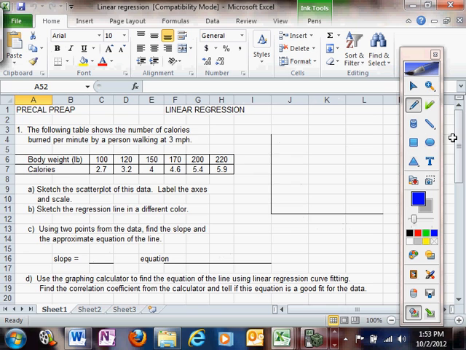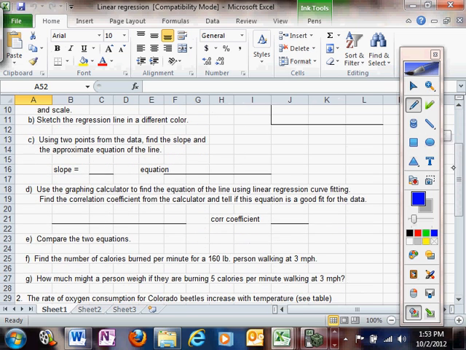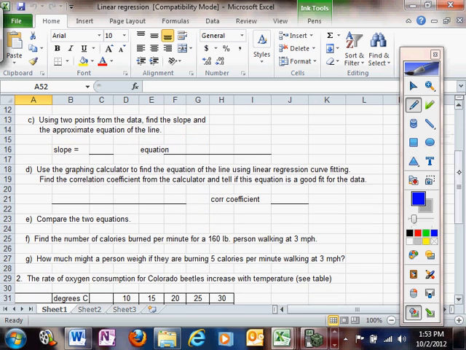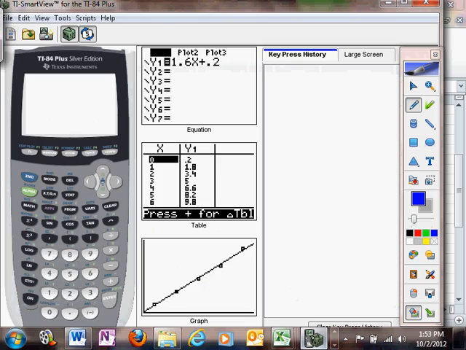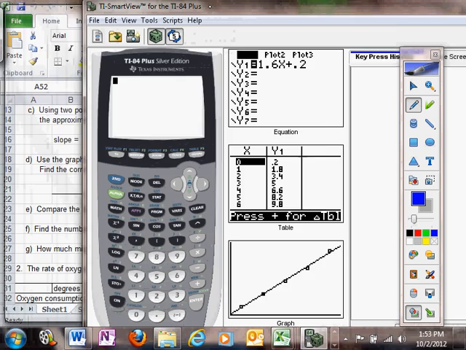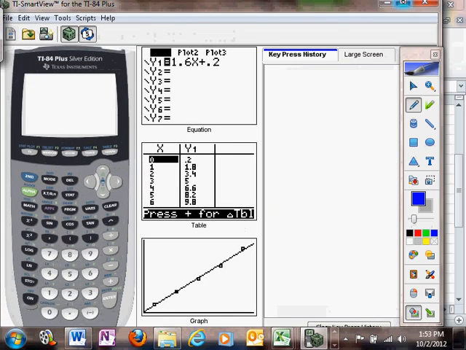So on part D, it says use a graphing calculator to find the equation of the line using linear regression curve fitting. Find the correlation coefficient from the calculator and tell if this equation is a good fit for the data. So we got to do a couple of things here. First of all, we have to set up our calculator to be able to show us the correlation coefficient R.